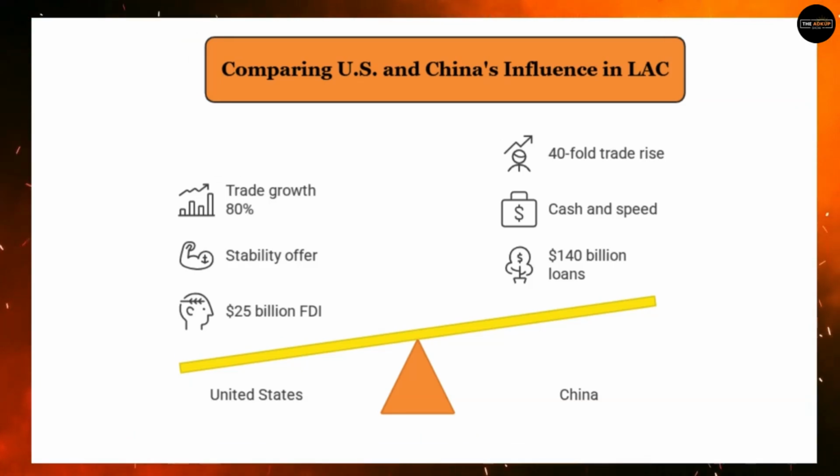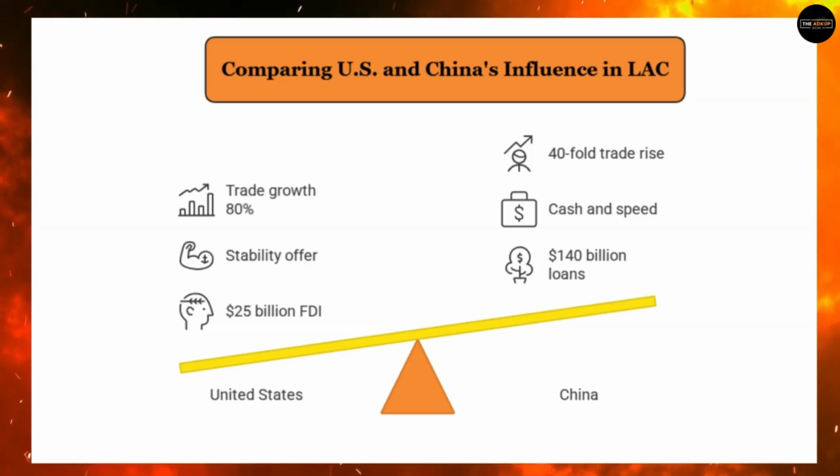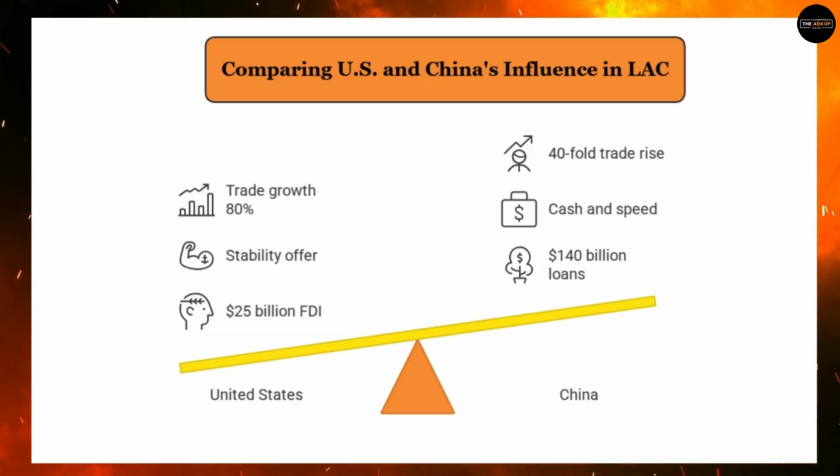US FDI was $25 billion in 2011. China's loans hit $140 billion since 2005. Different games, but same challenges. To be fair, the biggest demand in LAC is currently for infrastructure and some factories. Technically, the US can't provide all this because the US itself is a deindustrialized country now.